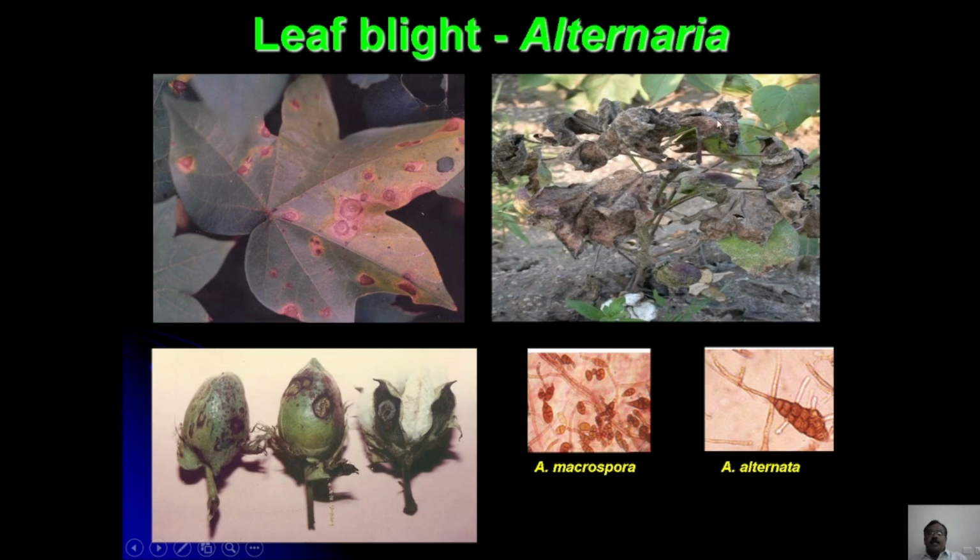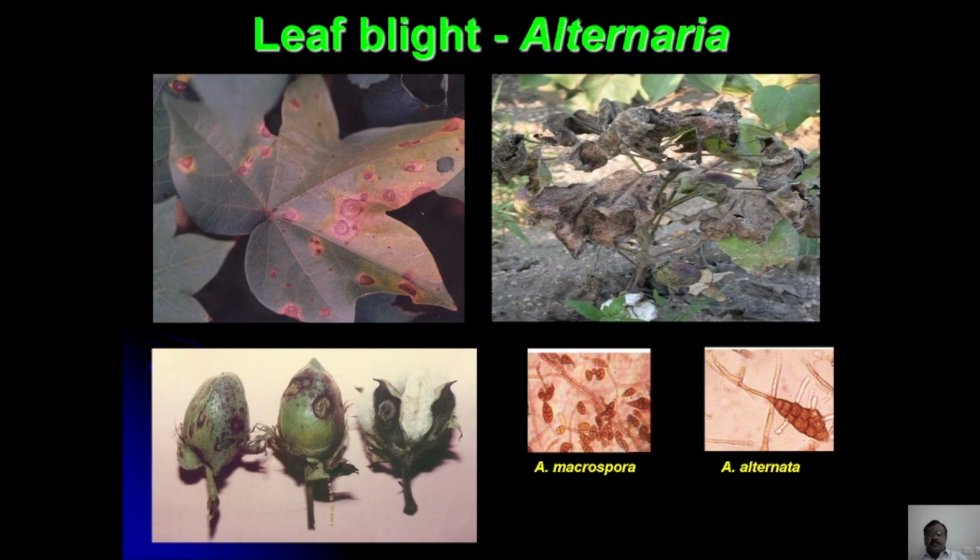This is completely blight affected leaves, complete drying of leaves, and this is the infection by Alternaria on bolls, which is deep seated and enters inside the boll, causing damage to the lint also.